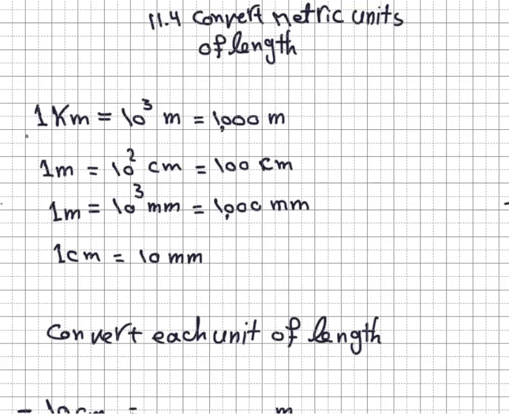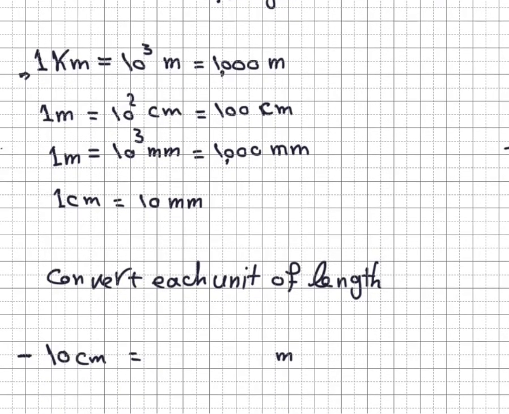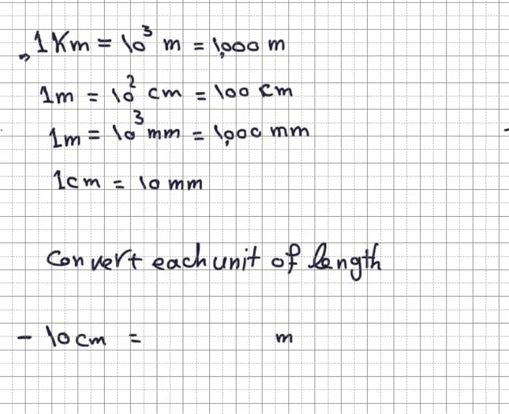First we have to know that 1 kilometer equals 10 exponent 3 meters, or equals 1000 meters. 1 meter equals 10 exponent 2 centimeters, or equals 100 centimeters. 1 meter also equals 10 exponent 3 millimeters, or equals 1000 millimeters. 1 centimeter equals 10 millimeters. Now we can use this information to convert from one unit to another unit.